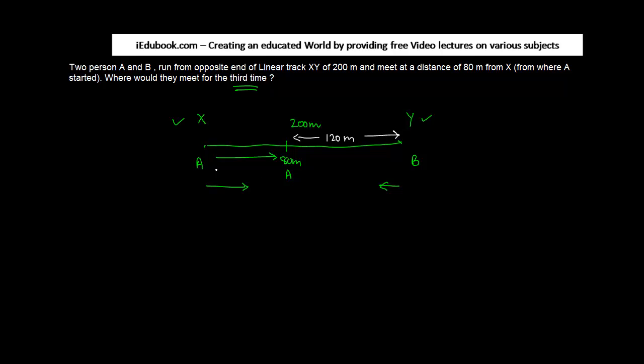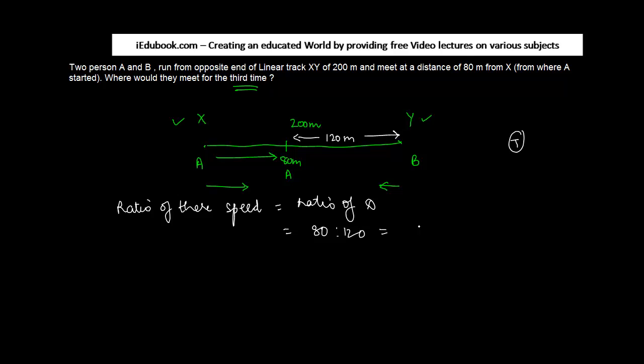right? Now the time when both of them started is the same, right? So therefore we say time is constant, right? So the ratio of their speeds will be equal to the ratio of distances. Now what's the ratio of distance? 80 is to 120, or 2 is to 3 for A and B, right?